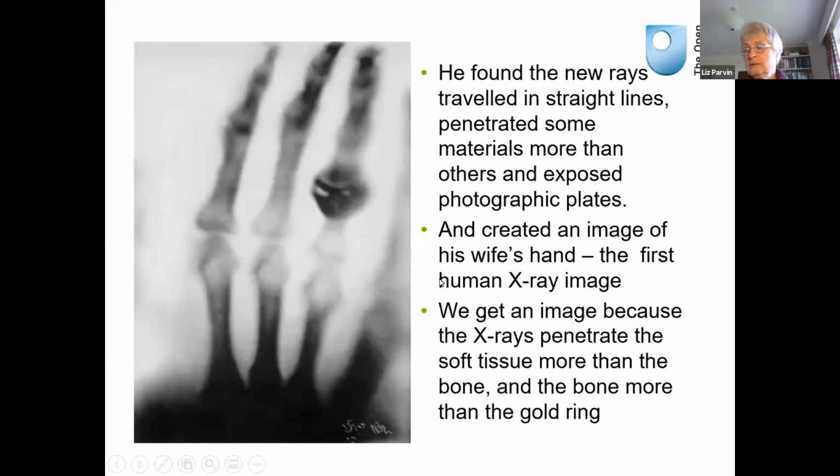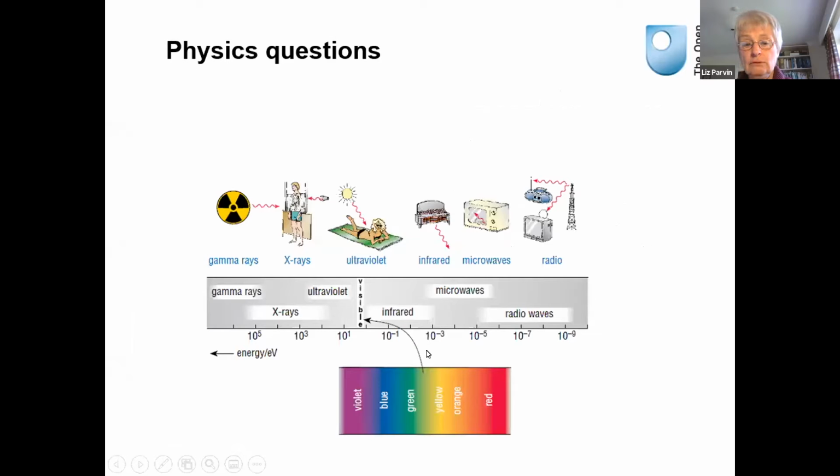So he published this and things absolutely took off. Wonderful discovery. It was the first time that anybody had been able to look inside another human without cutting them open. So we now know that X-rays are in fact part of the electromagnetic spectrum. Here they are, the high energy end of the electromagnetic spectrum. And I'm sure you've all done this in your degree courses.